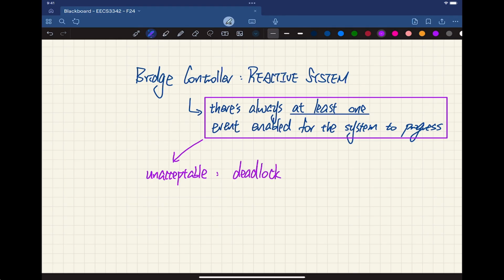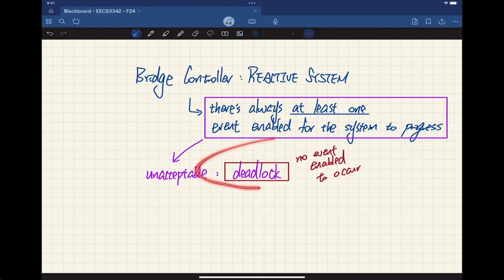And the deadlock definition is simple. Deadlock simply means no events enabled to occur. So your system basically gets stuck. No way to make any progress. Okay? And now, based on this, we want to sketch out the mathematical condition for that. All right?